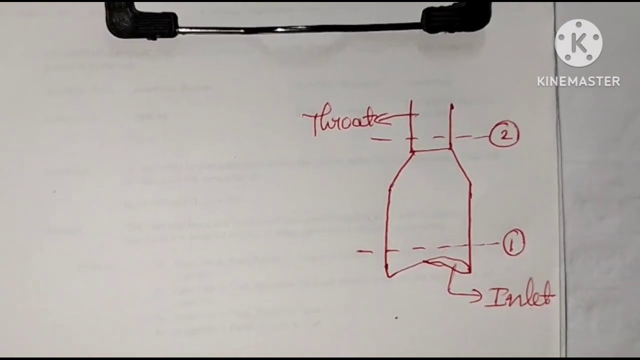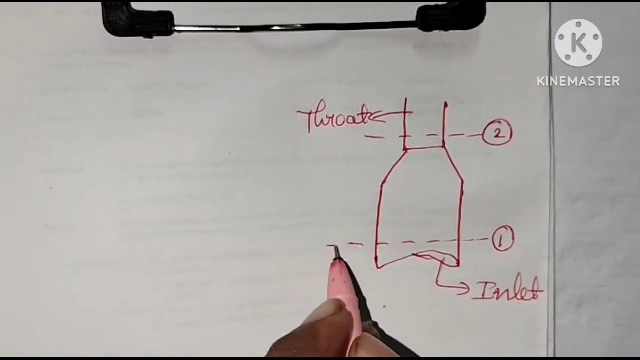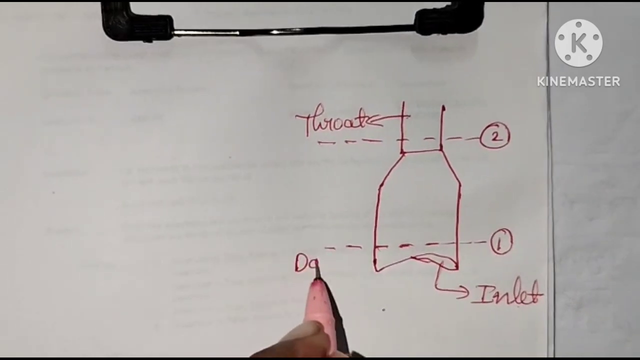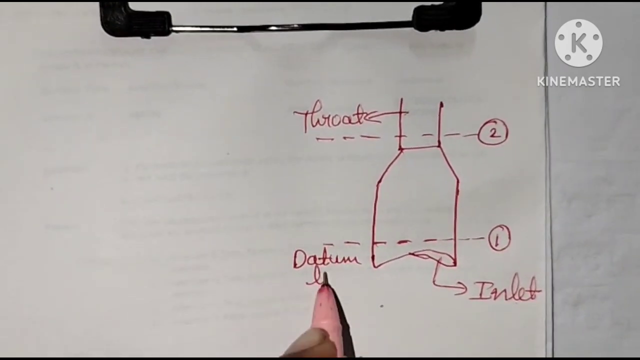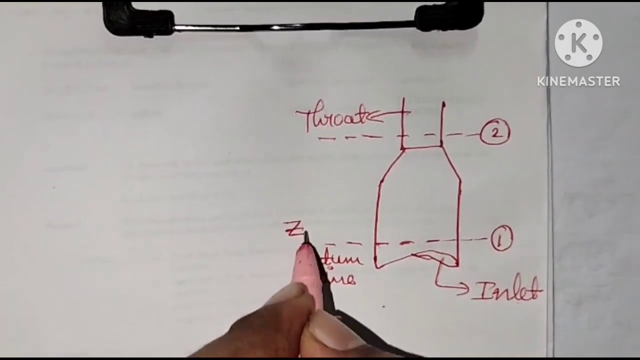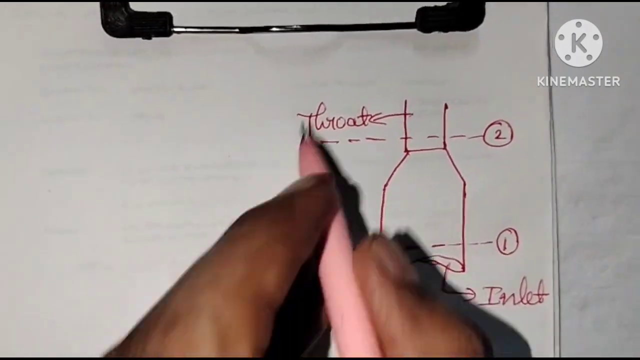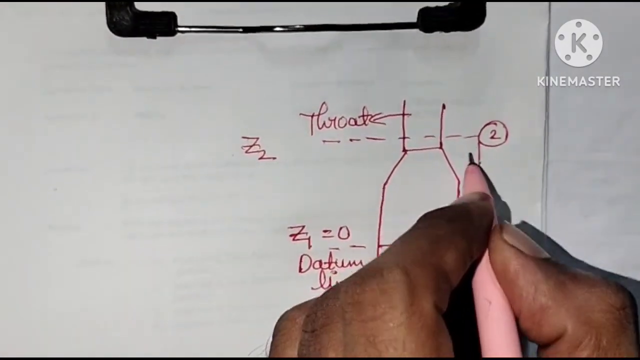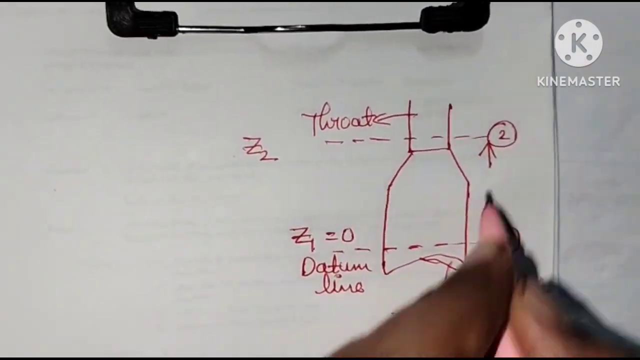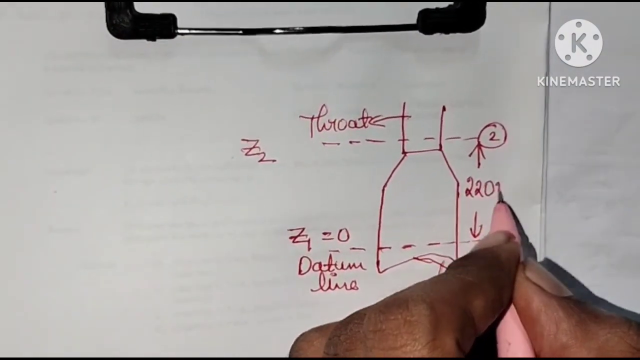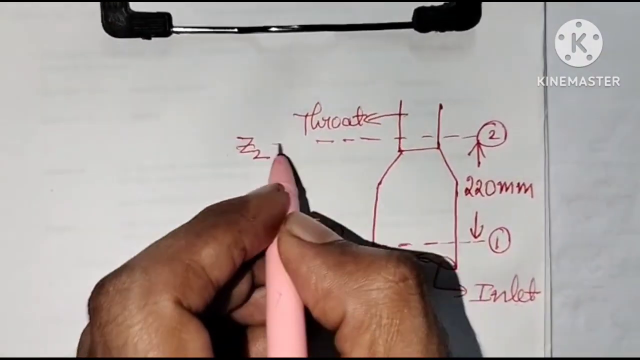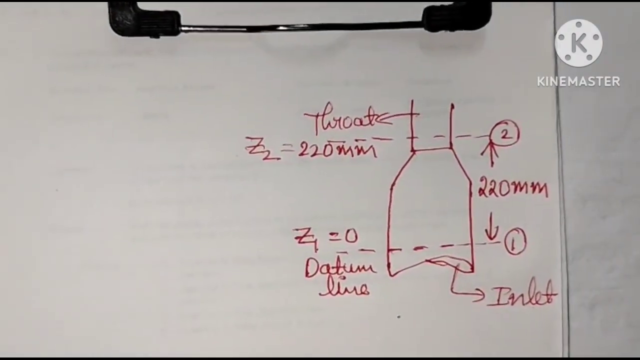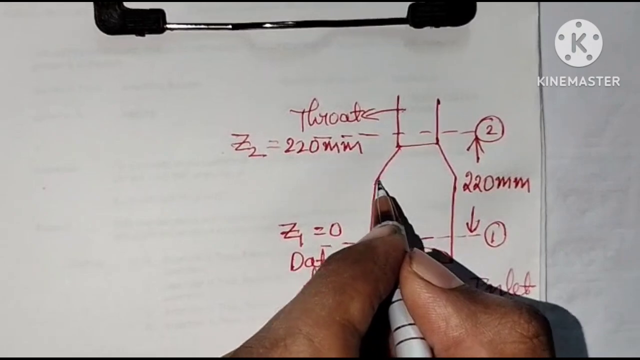So here the inlet is the datum line. So here Z1 is equal to 0. And what about Z2? He clearly mentioned the throat is 220 mm above the inlet. So Z2 is equal to 220 mm.